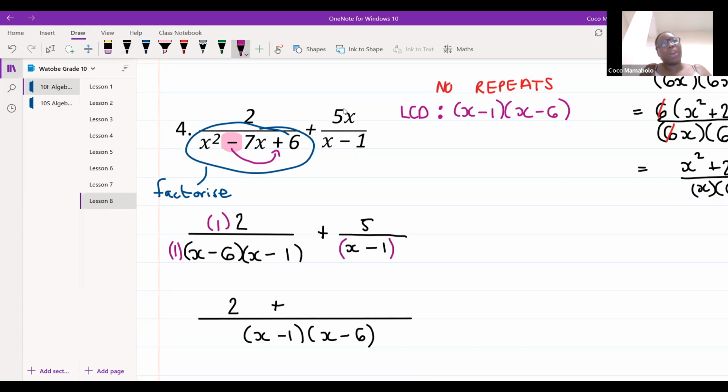I've got x minus 1. What is missing from my LCD on this side though, guys? Rita and Funzo, you guys are on fire. That's it, Yolani. Well done. What's missing from my denominator? That's it, Mateo. X minus 6 is missing. Now I can say, whatever I do to the bottom, I'm going to do to the top, x minus 6. So over here, I'm going to have 5 multiplied by x minus 6.